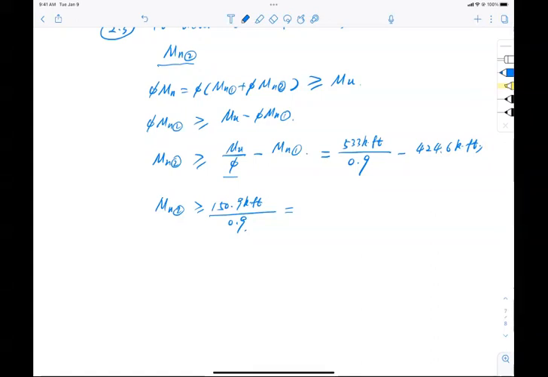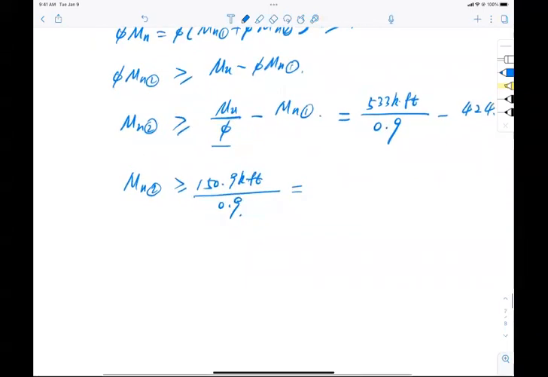Not too bad, except a little bit long distance here. But anyway, can you help me out here? Mn2 equals 150.9 divided by 0.9. What do you got here? I have 167.67. Great, that seems a reasonable number.